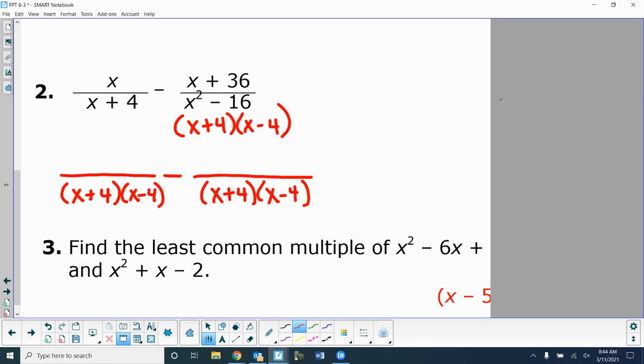Do I need to write it twice? No. What if I had exponents on those? Which one would I use? The higher one that showed up, right? So we don't have to worry about that.